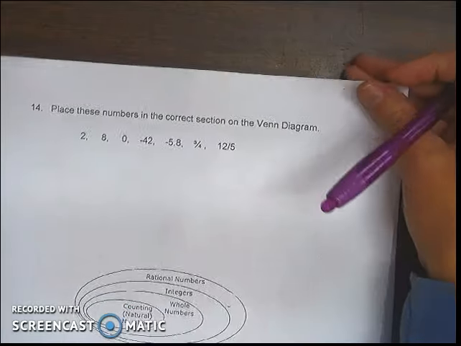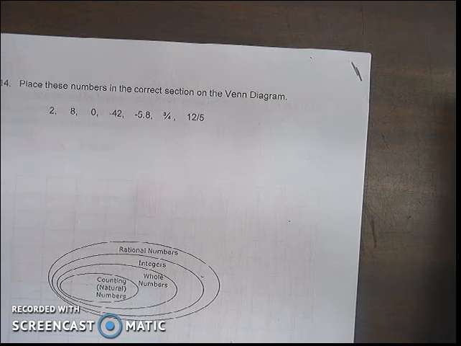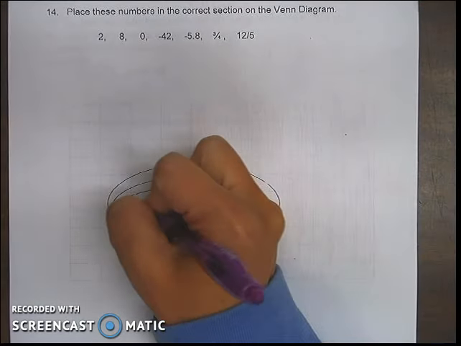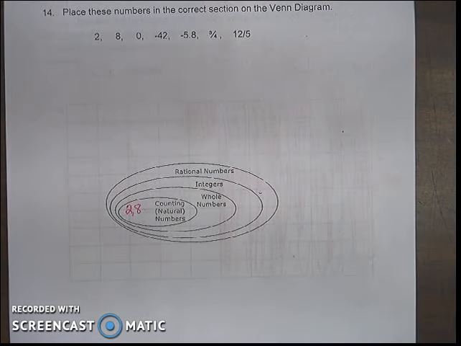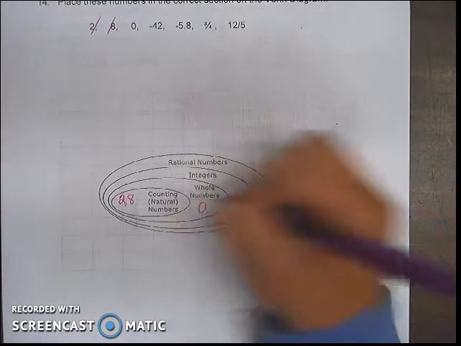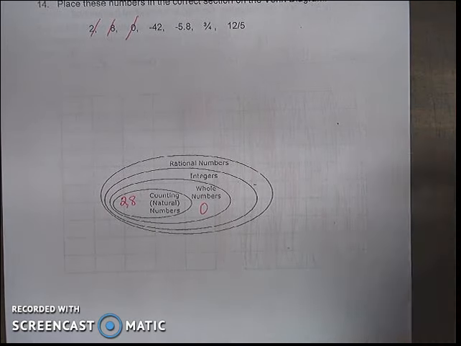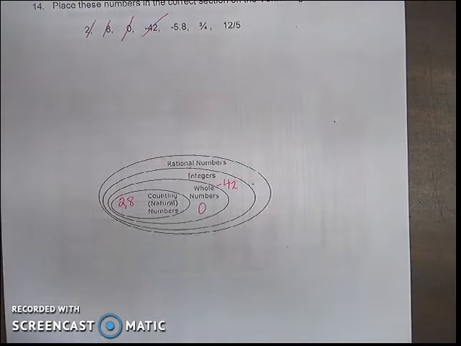Okay, it says place these numbers in the correct section on the Venn diagram. Now, some of them can be in more than one place, okay? So let's just talk about which one it would go in first. Okay, this is a counting number. 8 would go in here. What about 0? 0 is not a natural number, so it's going to start off in here. It's a whole number. -42, that is an integer. That's a positive and negative whole number.